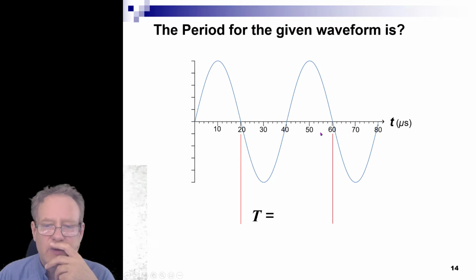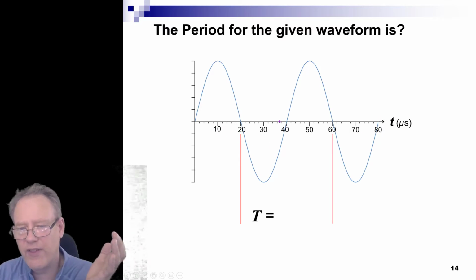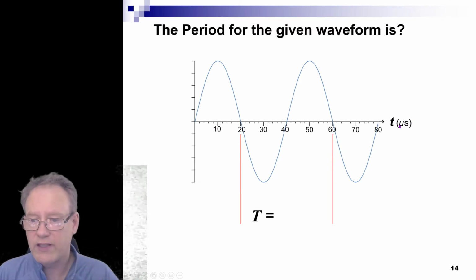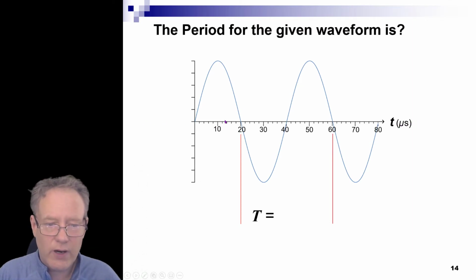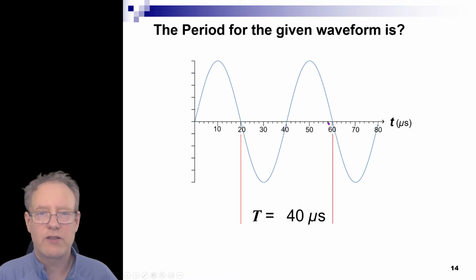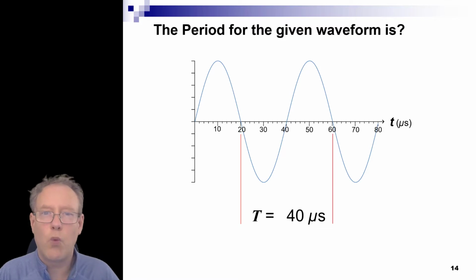Now, in this case, what's the period of this? Well, I've got time on this scale here, and I know that's in microseconds. So each one of these is a microsecond. I'm going to go from 10, 20, 30, 40. Okay, 40 microseconds. So the period of this waveform is 40 microseconds. That's how long it takes just for one cycle.